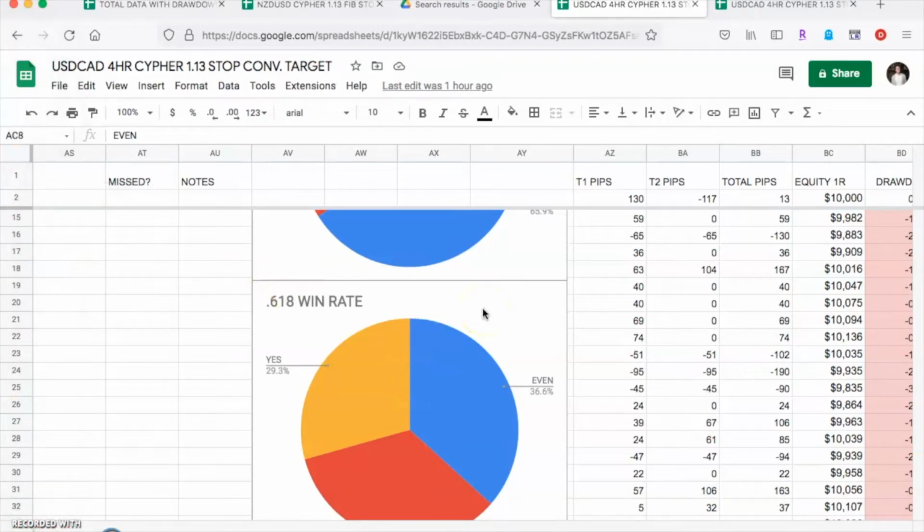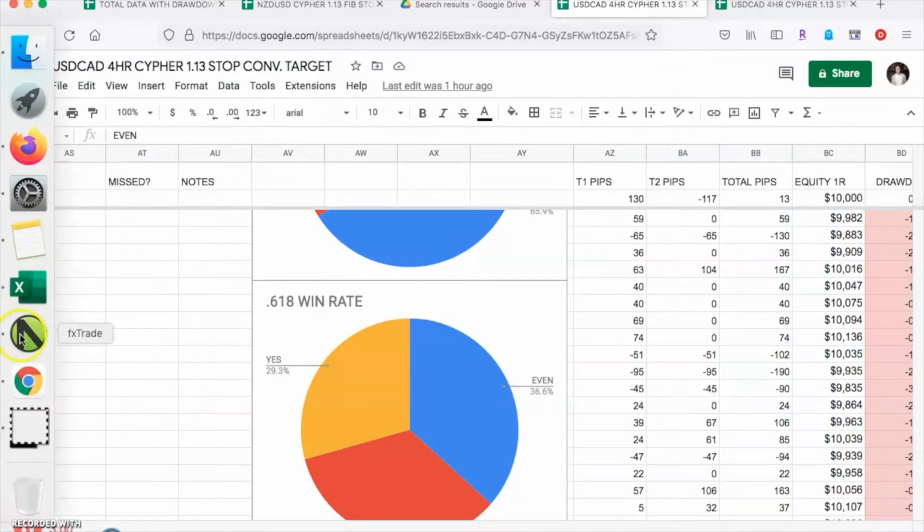Over the 10-year period, like I said, was not great. We had 13 total pips for the 10-year period, so just about break even over the 10 years. Target 1 was at 130. Target 2 was unprofitable at negative 117. And since you're taking half a position on both of these, you would really end up with half of this 13, which is 6.5 pips for 10 years, which obviously is not profitable once you factor in spreads, commissions, and all the financing stuff.